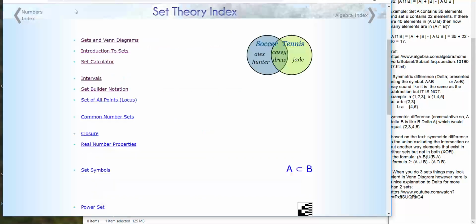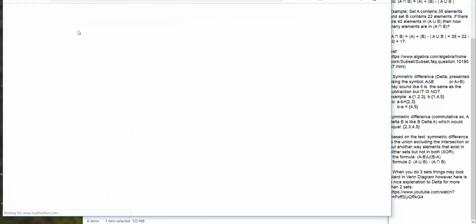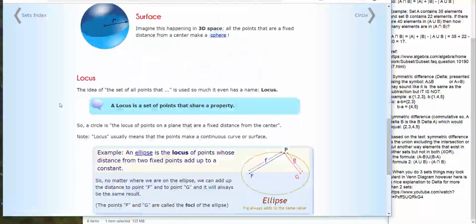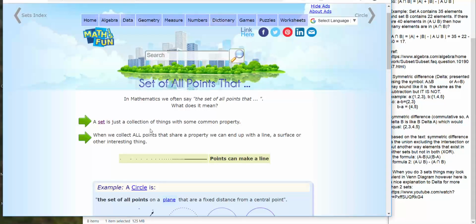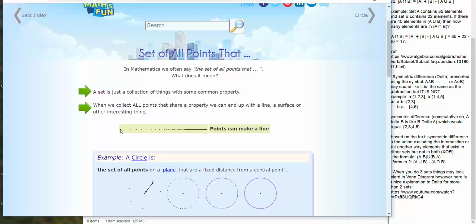That's the set of all points, the locus. I think this would be handy. This is interesting. Alright, so a set is just a collection of things that we know. When we collect all points that share a property, we can end up with a line, a surface, or other interesting things. Now, as you can see, there is a single point with a large interval here. As the interval grows smaller, the points grow closer to each other until you basically build a line.